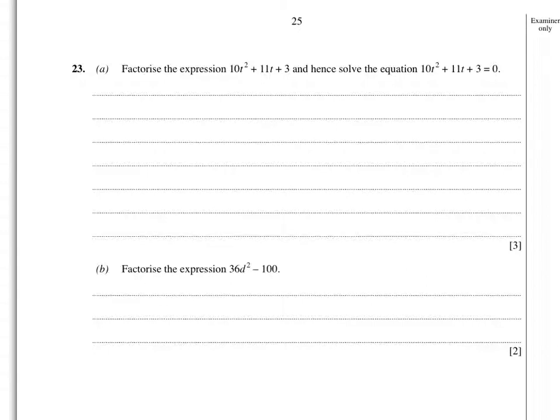23, factorising. Okay, factorise the expression 10t squared plus 11t plus 3, and hence solve this equation. Right, first thing to notice here, a bit of exam technique, these are the same things. So if we can do this, it's going to help us solve the equation. So big problem is we've got a 10 at the front. So let's use our technique and we multiply the first and last numbers together. That gives us 30, and now we're looking for factors of 30 that add to 11. 5 and 6 sound good.